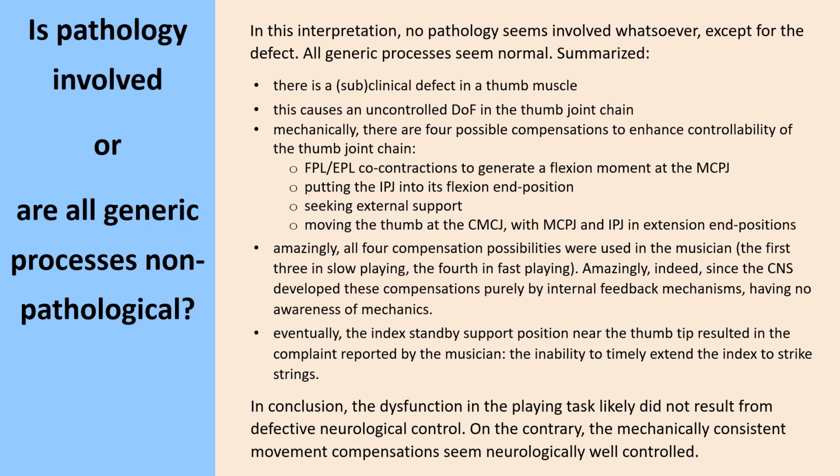Summarized, there is a subclinical defect in the thumb muscle. This causes an uncontrolled degree of freedom in the thumb joint chain. Mechanically, there are 4 possible compensations to enhance controllability of the thumb joint chain. FPL, EPL co-contractions to generate a flexion moment at the MCP joint. Putting the IP joint into its flexion end position. Seeking external support. And then moving the thumb at the CMC joint with the MCP and IP joints in extension end positions.